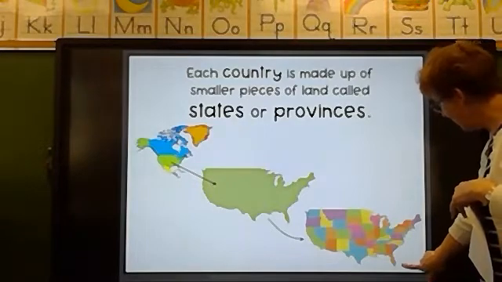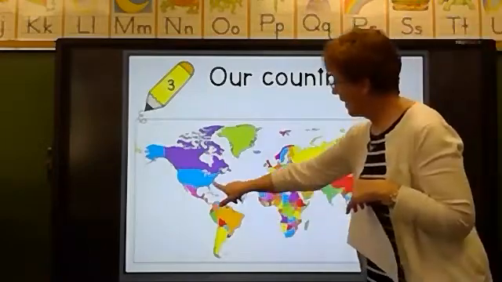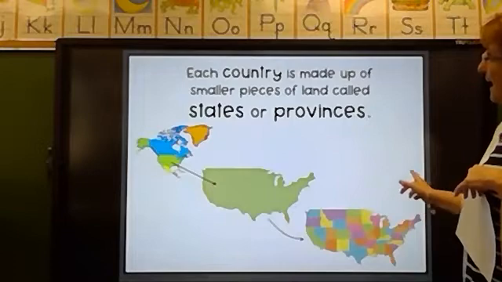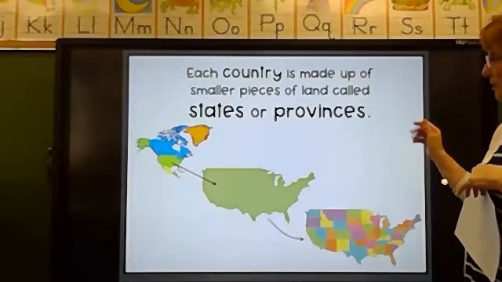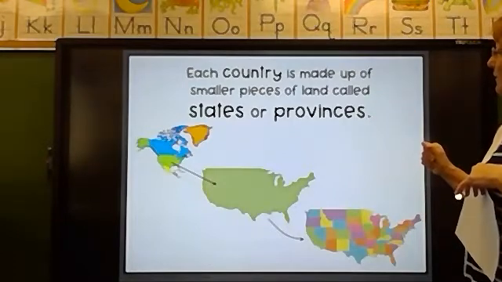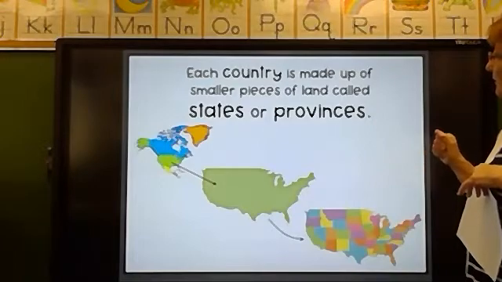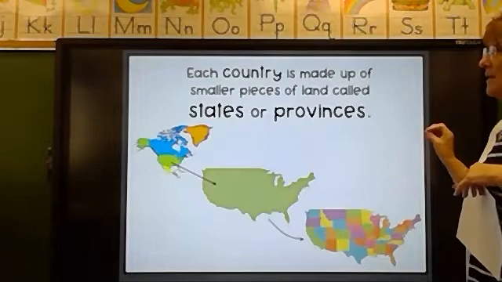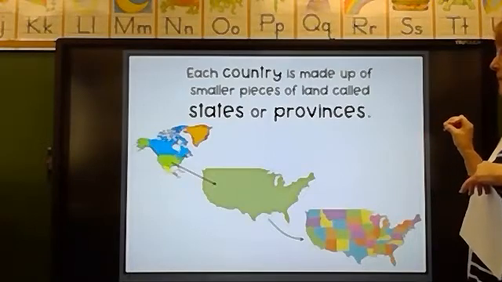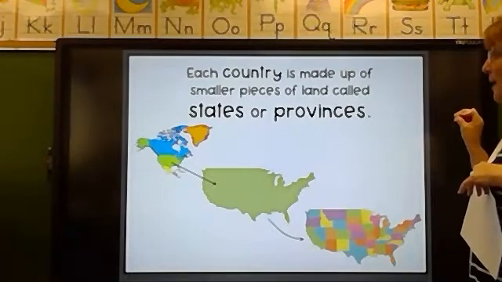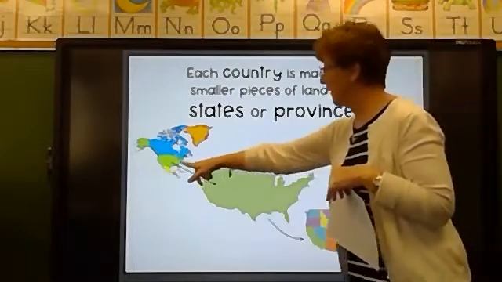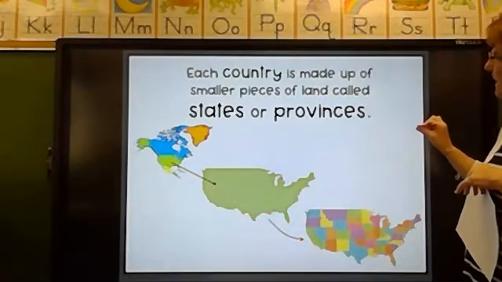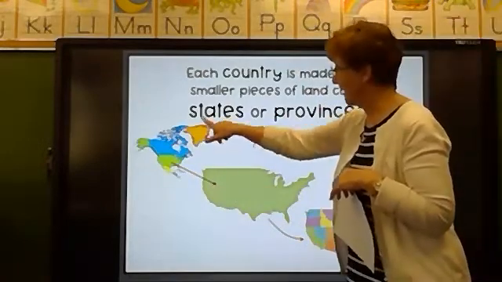So our country is called the United States of America. And each country, United States of America, is made up of smaller pieces of land called states. Now, if we lived in Canada, those smaller pieces of land are called provinces. We live in the United States, and our smaller pieces of land are called states, okay?